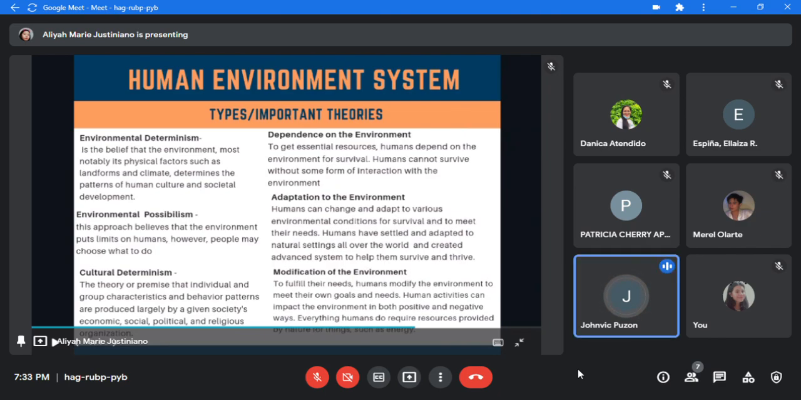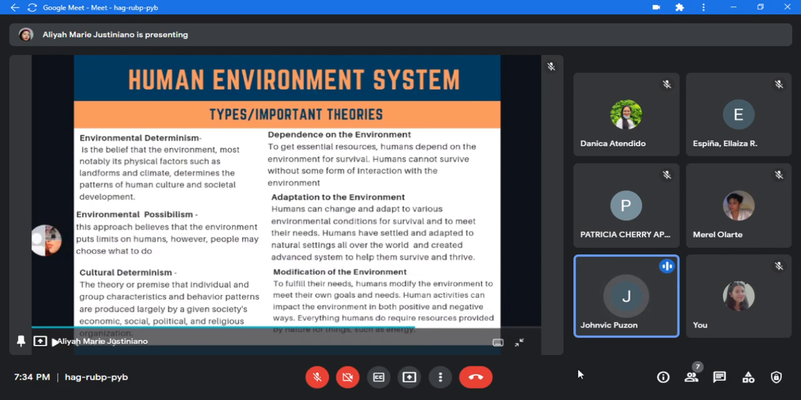Types and important theories. Environmental determinism is the belief that the environment, notably its physical factors such as landform and climate, determines the patterns of human cultures and societal development. Environmental possibilism. This approach believes that the environment puts limits on humans. However, people may choose what to do.